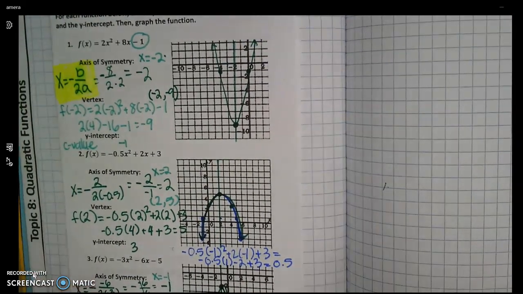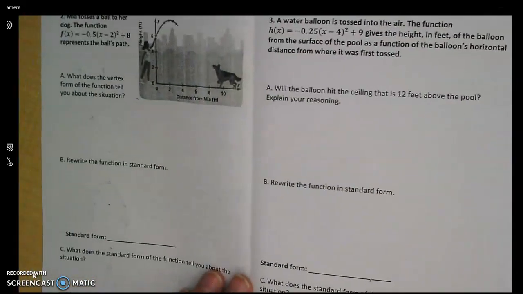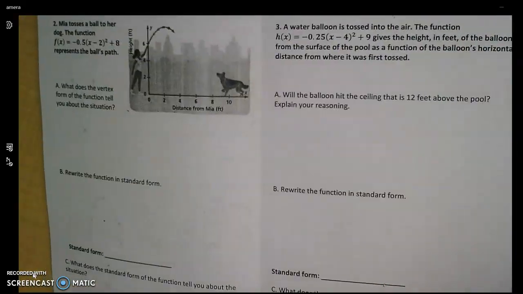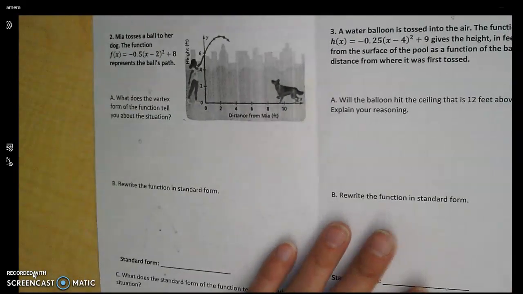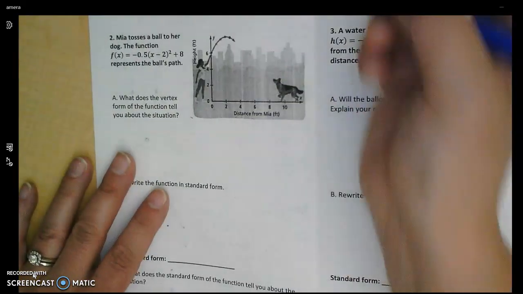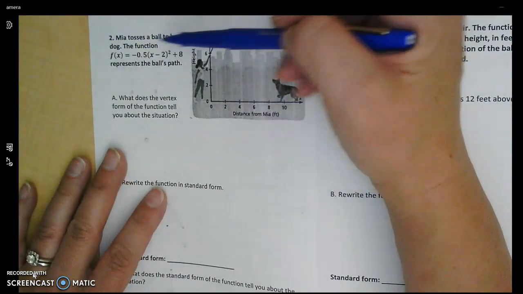Now we're going to finish with just a word problem so that you can see what this looks like, and then I'm going to have you do the last one on your own. So we have this word problem. Mia tosses a ball to her dog.